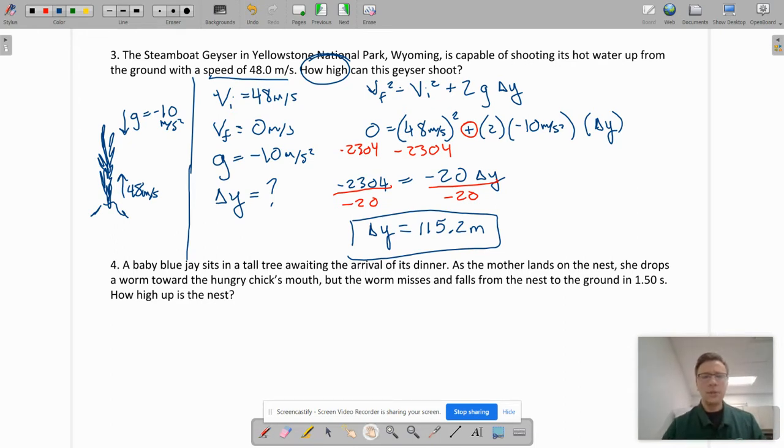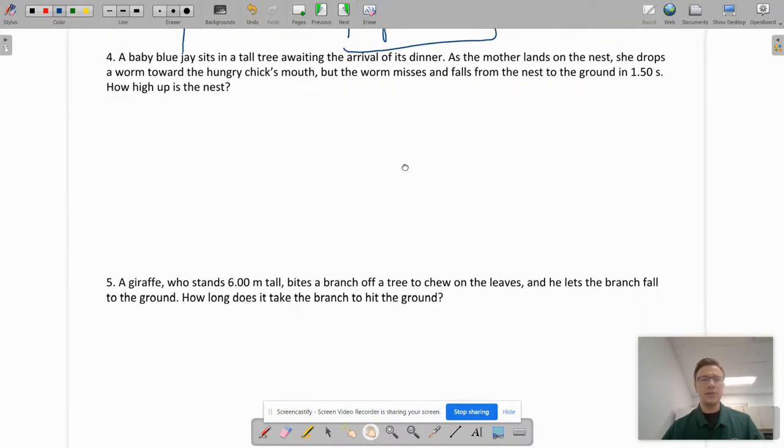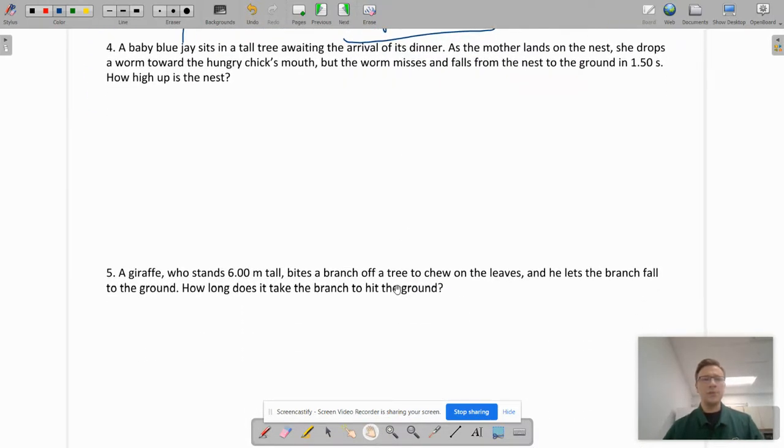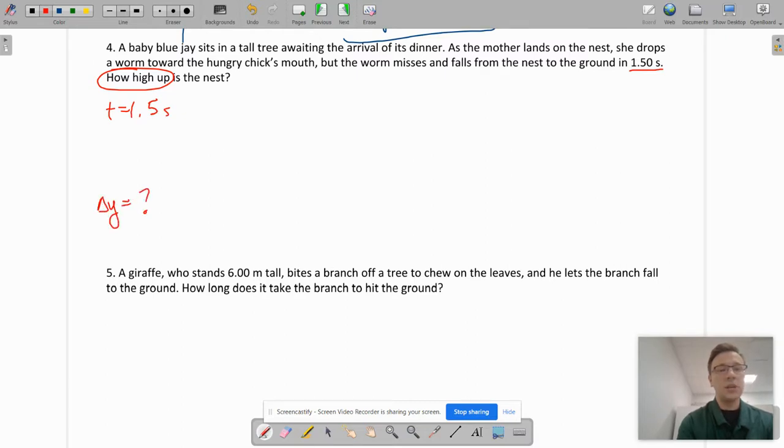Okay, let's go ahead and take a look at this next problem here. So baby blue jay sits in a tall tree awaiting the arrival of its dinner. As the mother lands on the nest, she drops a worm toward the chick's mouth. The worm misses and falls from the nest to the ground in 1.5 seconds. How high up is the nest? Okay, so it's obviously given us the time here. Time is 1.5 seconds. It's asking us to solve for the vertical position of the nest, and then it doesn't really give us anything else, right? So we have to imply some things.